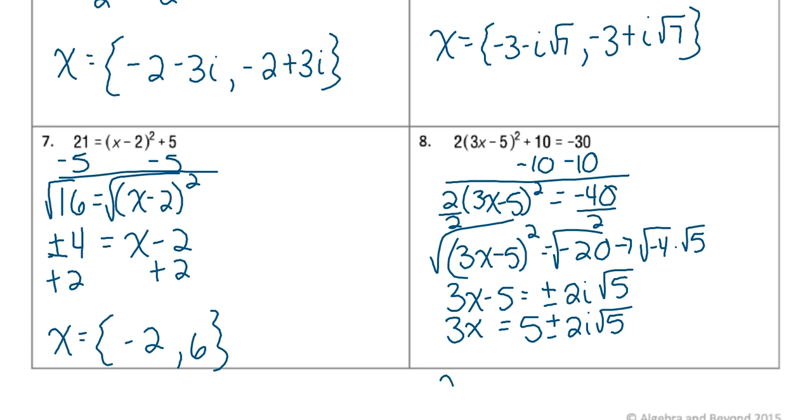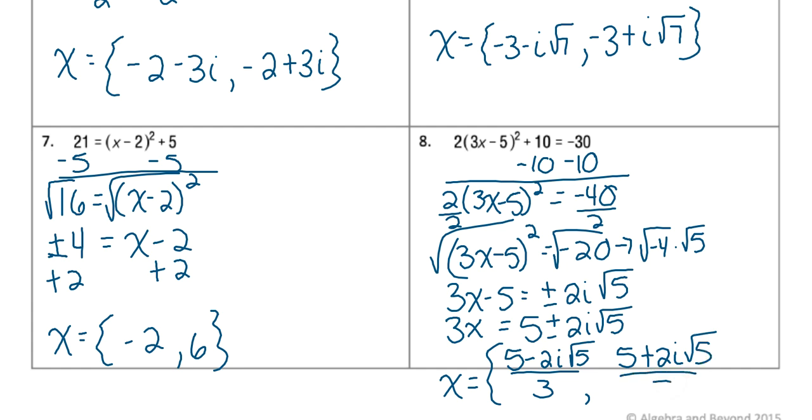So my final solutions here are going to be 5 minus 2i root 5 over 3 and 5 plus 2i square roots of 5 over 3.